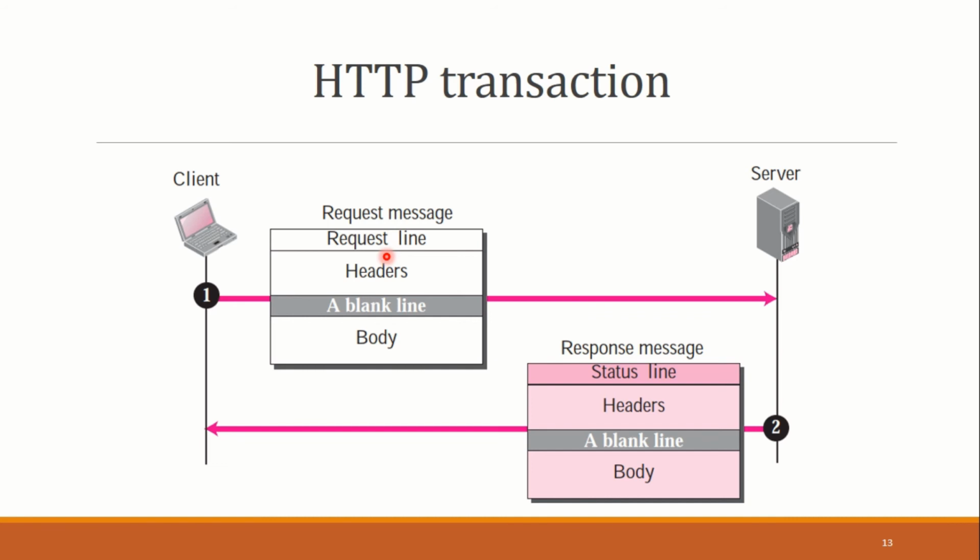These fields are called method, URL, and version. Three important terms: one is method, second is URL, and third is the version. These three should be separated by a space character. At the end, two characters, a carriage return followed by a line feed, terminate the line. Now, what are those things?